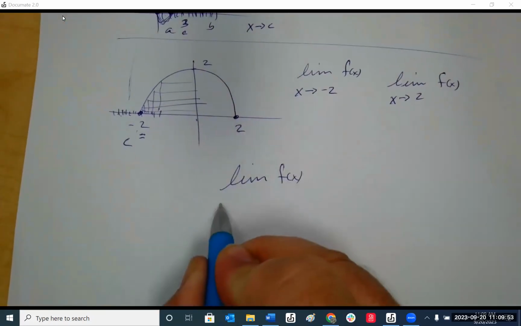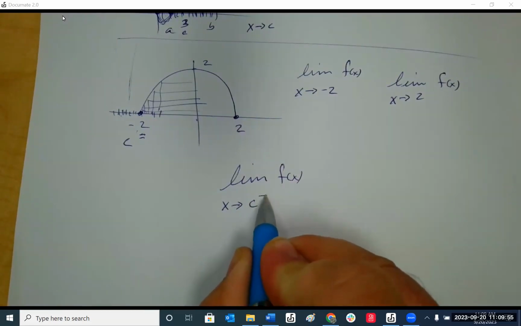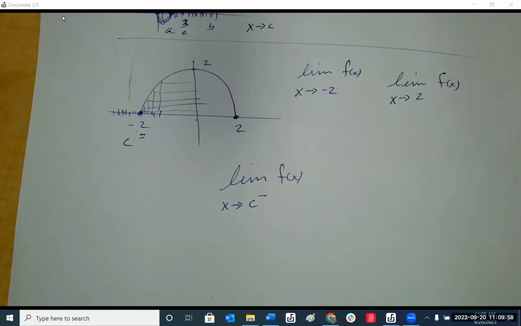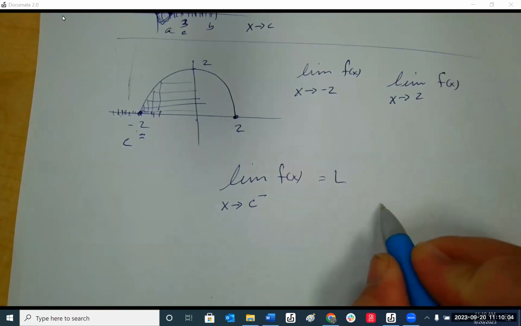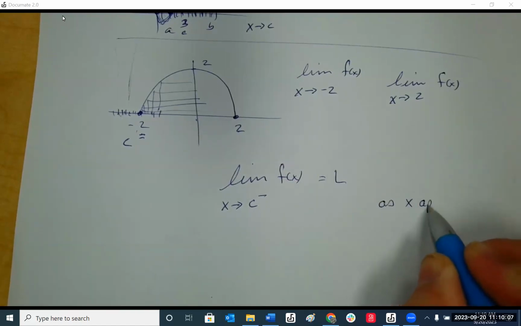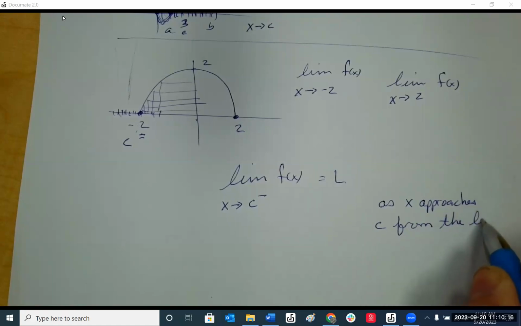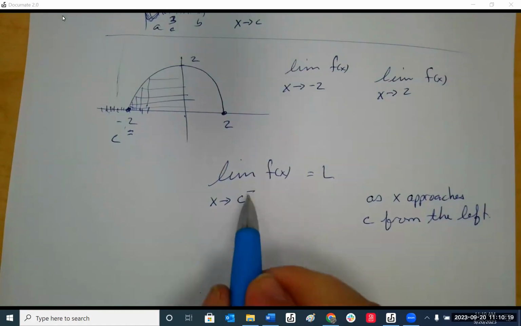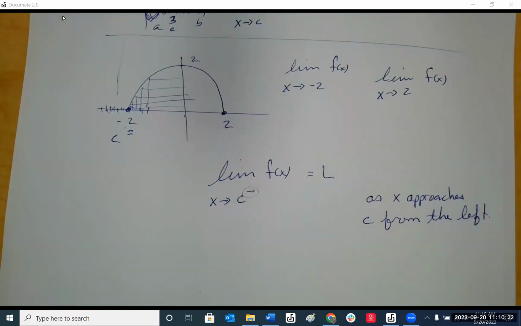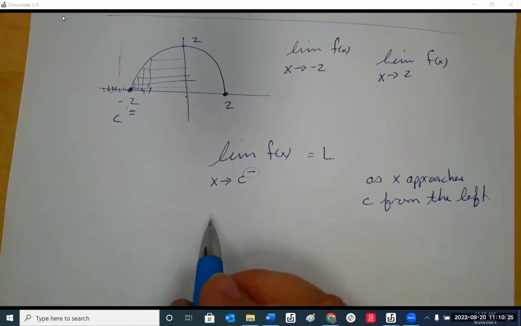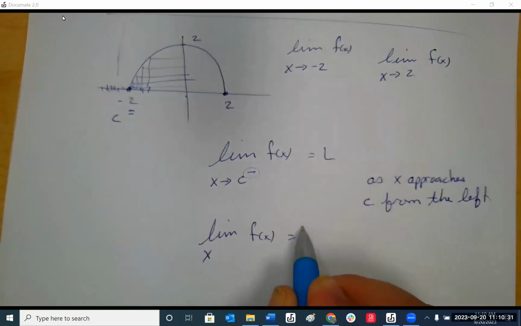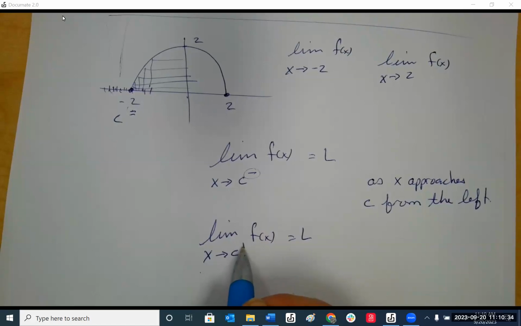The limit of f of x as x approaches C from the left is L. This is as x approaches C from the left. How do I know it's from the left? It's from the negative side. And then the other argument is I'm approaching C from the right.